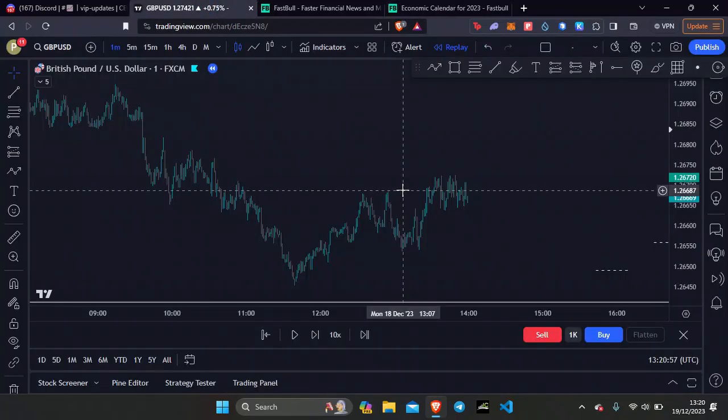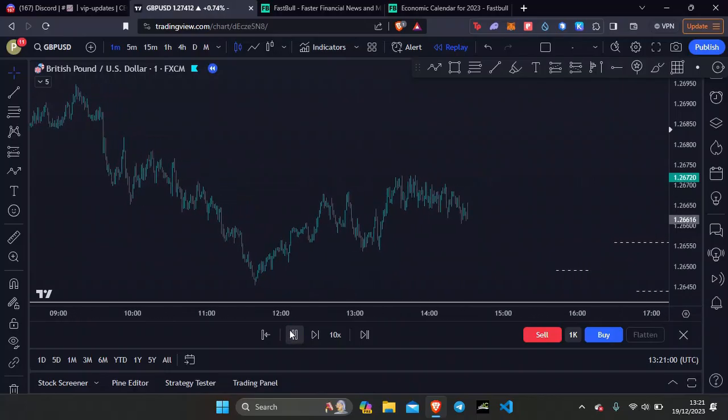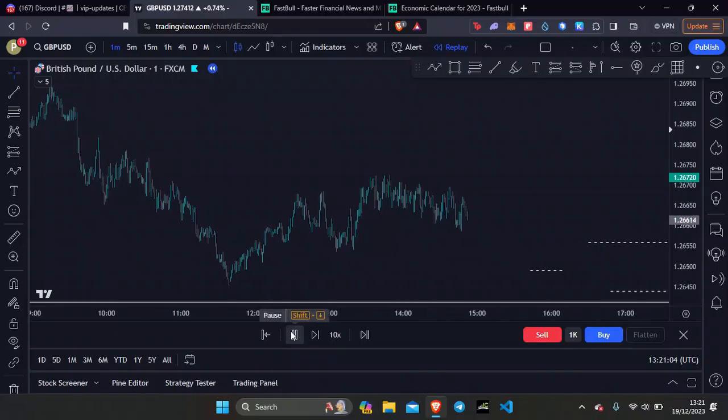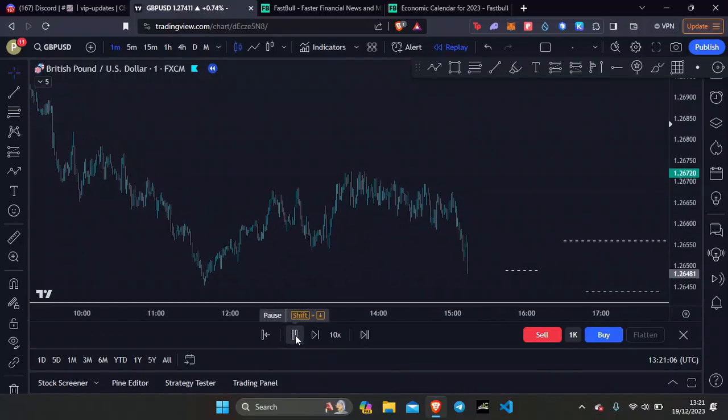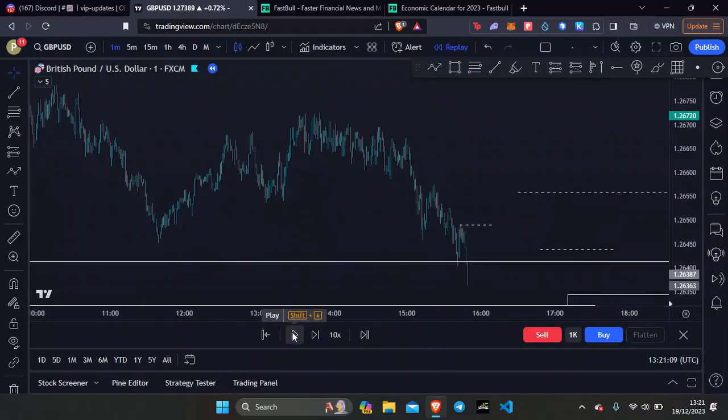Right, going back onto the trade itself. Now we're simply just waiting for price to come and give us an entry. So whilst we're waiting, again, as I said, make sure you're aware of your news events that are happening. And after that, here we go.